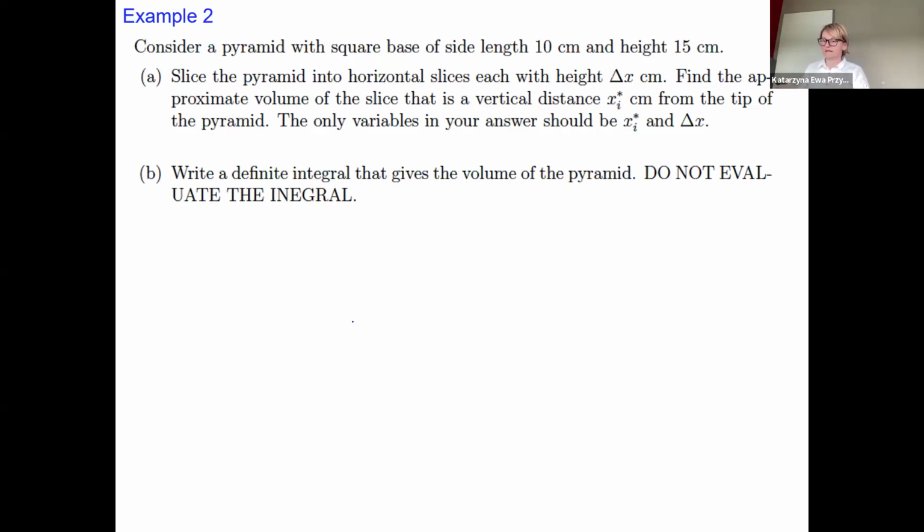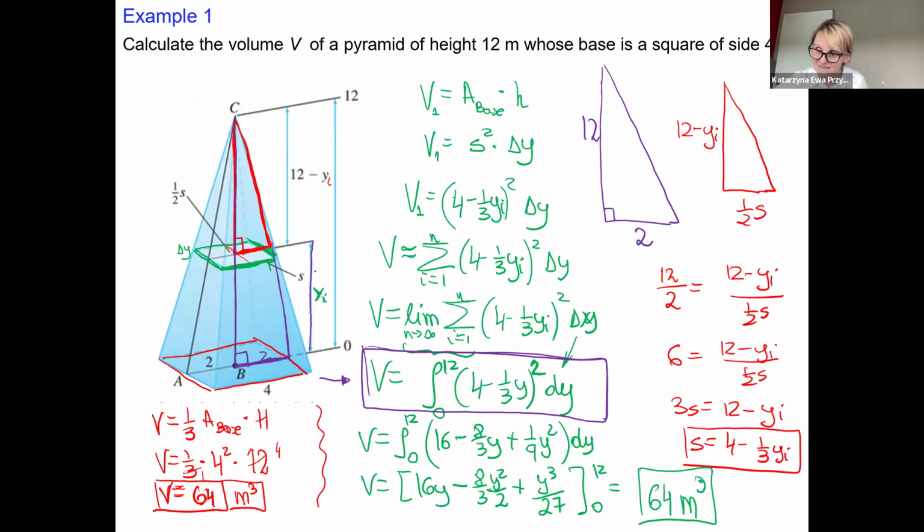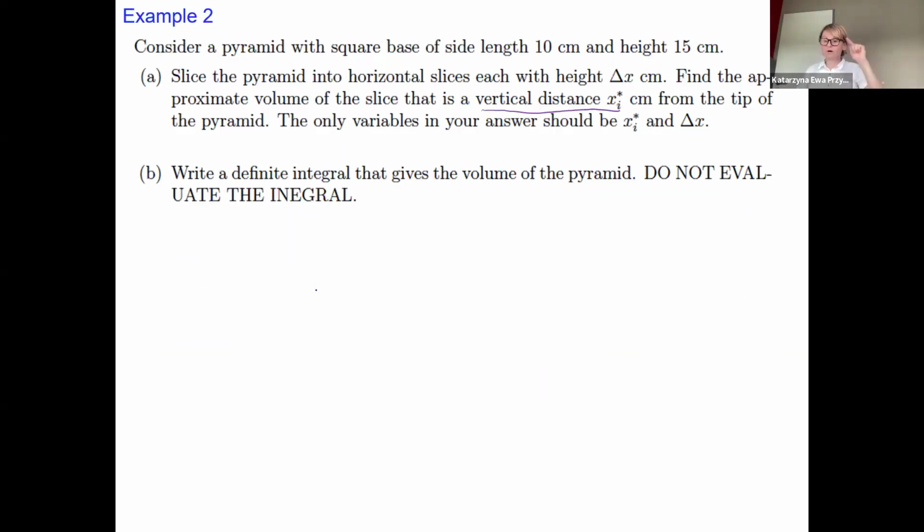Delta x. Now, find the approximate volume of the slice that is vertical distance x sub I centimeters from the tip. That's also important. Do you see this one? This one, we had vertical distance, yes, that slab was y sub I from the bottom. Now we have to label from the top, from the tip of the pyramid.